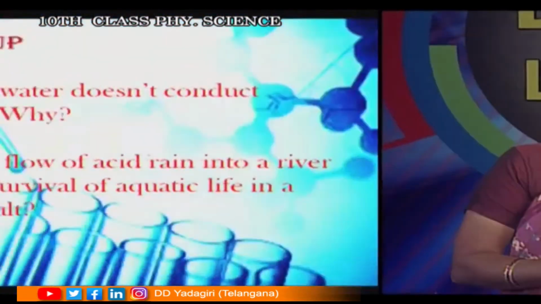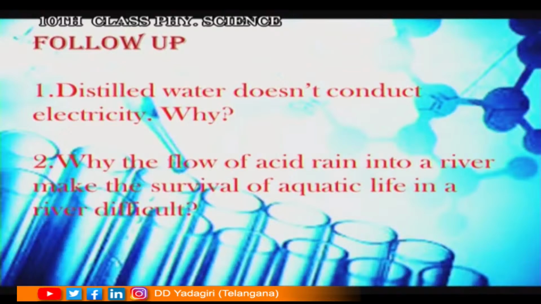Children, after learning the strength of acids and bases, the common features, let us have a small follow-up activity. Distilled water does not conduct electricity. Can you guess why it happens? Why does the flow of acid rain into a river make the survival of aquatic life in a river difficult? So, I think you might have guessed the answers to the questions that are posed before you.